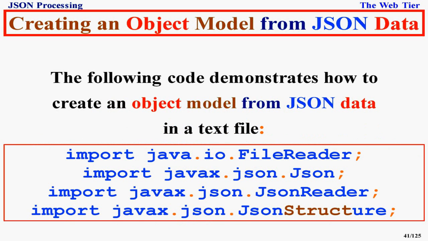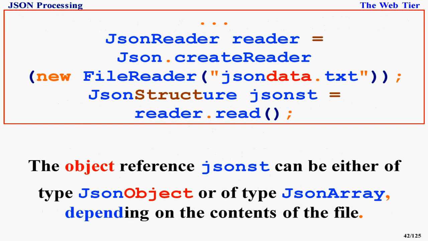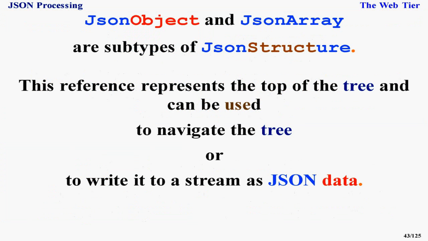import java.io.FileReader; import javax.json.Json; import javax.json.JsonReader; import javax.json.JsonStructure; JsonReader reader = Json.createReader(new FileReader("data.txt")); JsonStructure jsonst = reader.read(); The object reference jsonst can be either of type JsonObject or of type JsonArray, depending on the contents of the file. JsonObject and JsonArray are subtypes of JsonStructure. This reference represents the top of the tree and can be used to navigate the tree or to write it to a stream as JSON data.